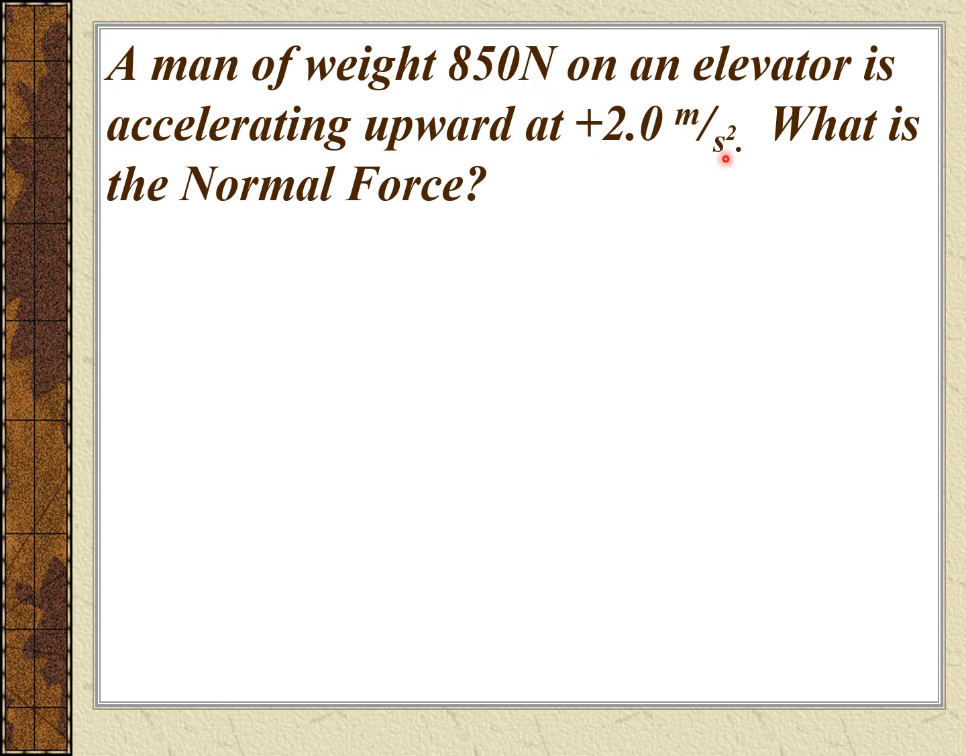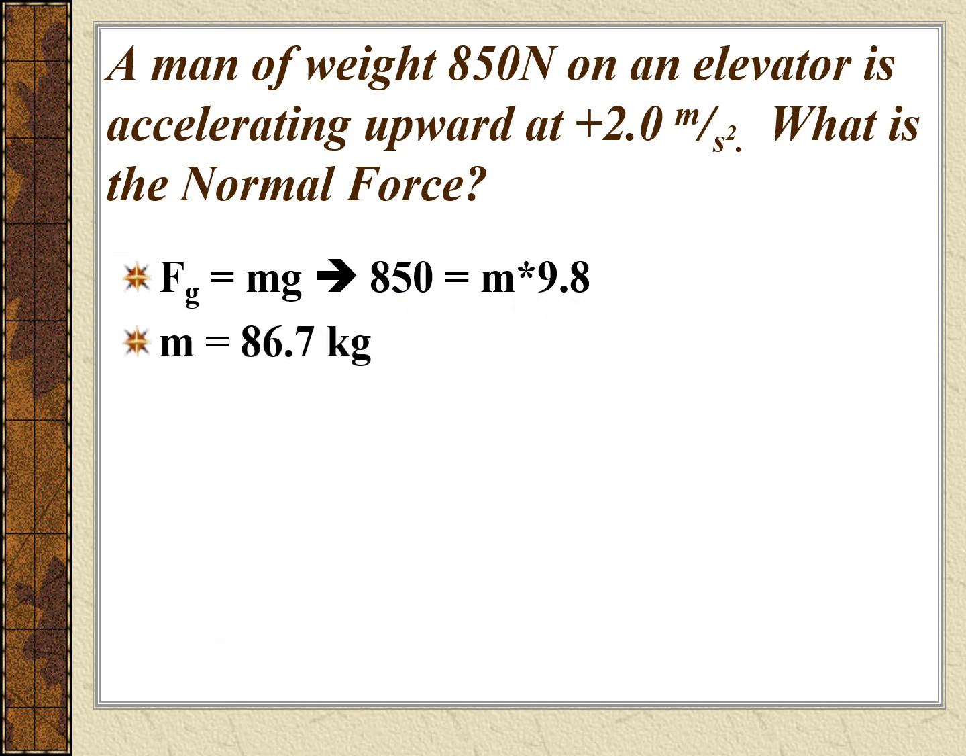When we're talking about acceleration and Newton's laws, we've got to have mass and acceleration, so we need to find his mass first. With his weight being 850, the force of gravity is going to be equal to mass times gravity. That's 850 equals mass times 9.8. Divide both sides by 9.8, and that gives a mass of about 86.7 kilograms. Now his net force, we have an upward force of normal force and a downward force of gravity. That's the net force. That equals mass times acceleration.